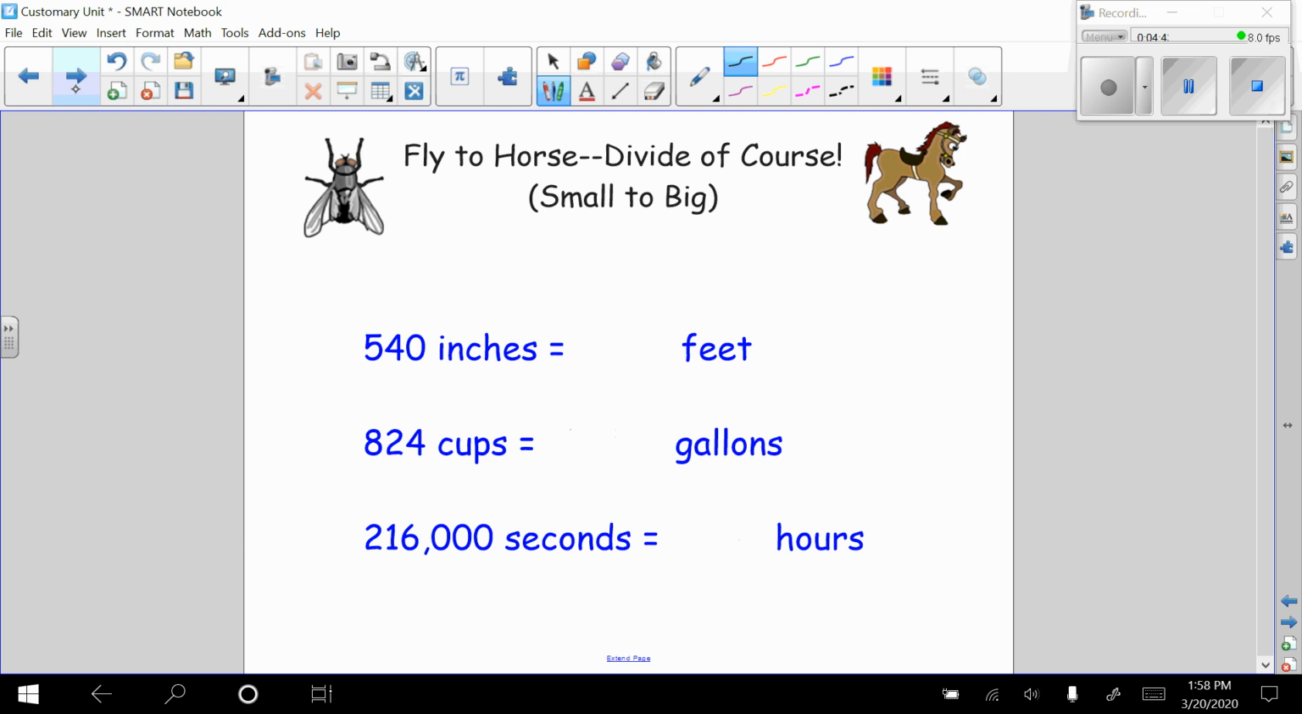All right, let's do some more conversions. Now we're going to go the other direction. We're going to go from the small units to the bigger units. That means I'm going to divide. So I have 540 inches. How many feet is that? That means I'm going to divide that 540 divided by 12, because there's 12 inches in 1 foot. And that's going to give me a total of 45 feet.